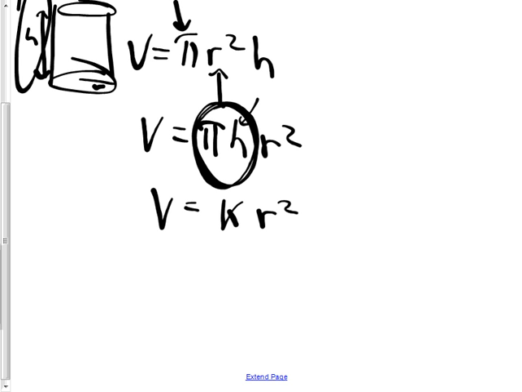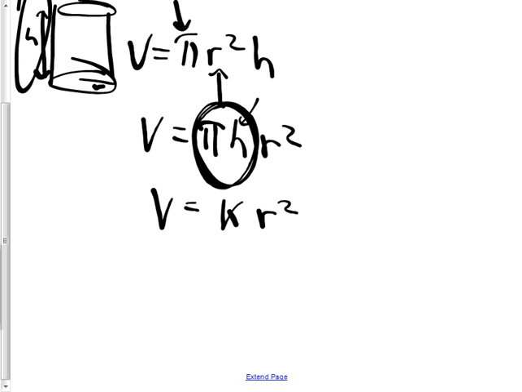The pi and the h I'm going to replace with k. I get that you're thinking we should have it as pi k. I don't believe I need to do that because together they will still multiply out to some unknown number. So I think I can replace both of them with a k.